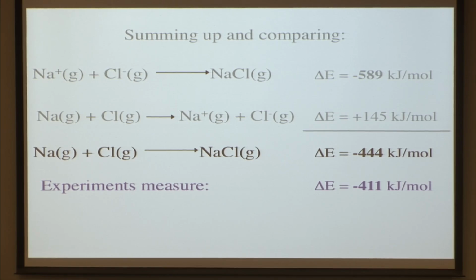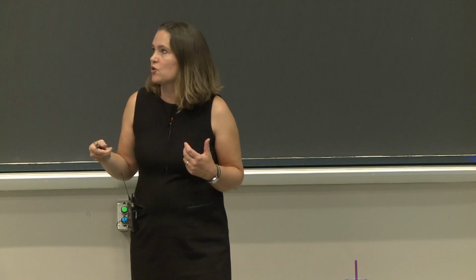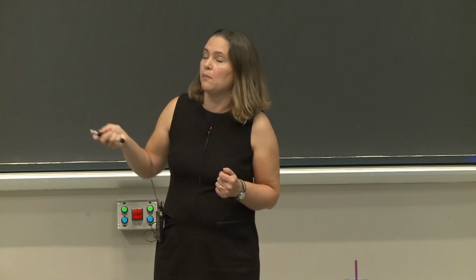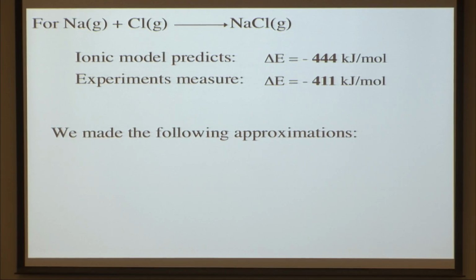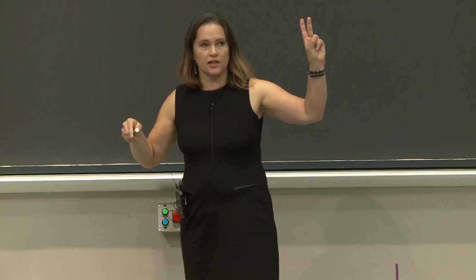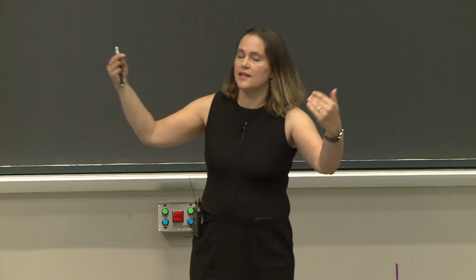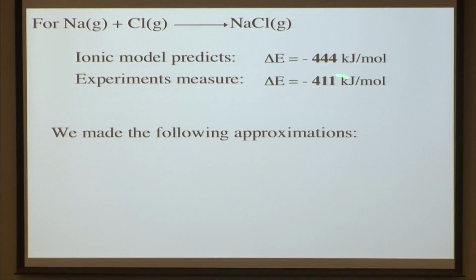So we can ask what is the experimental measurement for this interaction. And we note that it's somewhat different. Instead of minus 444, we have minus 411 kilojoules per mole. So why the difference? Again, our ionic model, which just considers ionization energy, electron affinity, and that positive Coulombic interaction, and our experimental result.